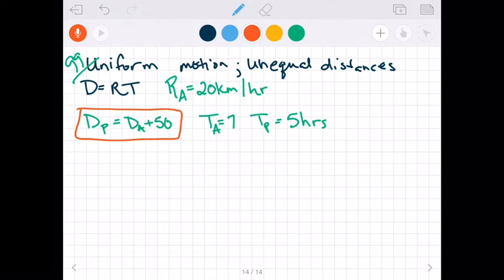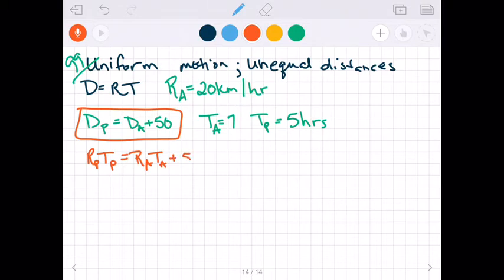Okay. And we're looking for Patroclus's rate. What was his speed? What was his rate? So we have his time. So we can substitute R sub P T sub P equals R sub A T sub A plus 50.